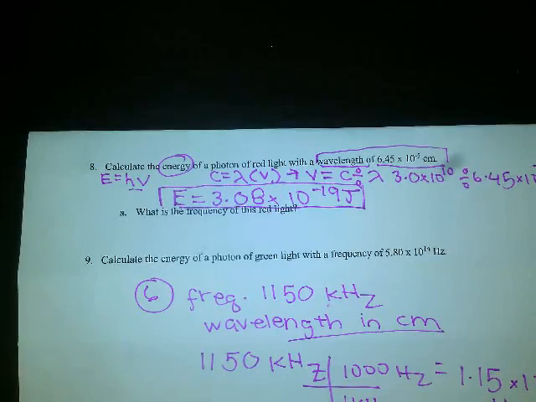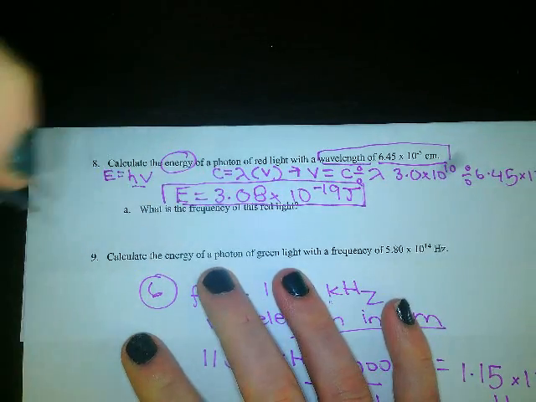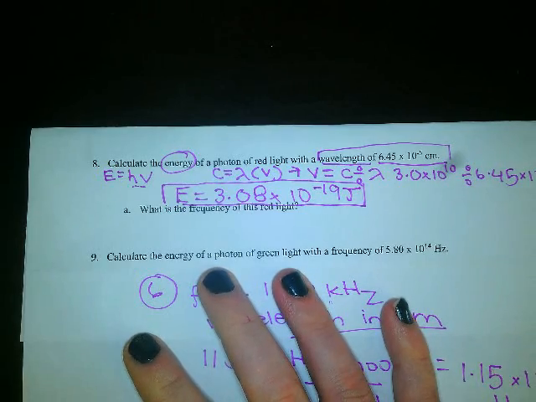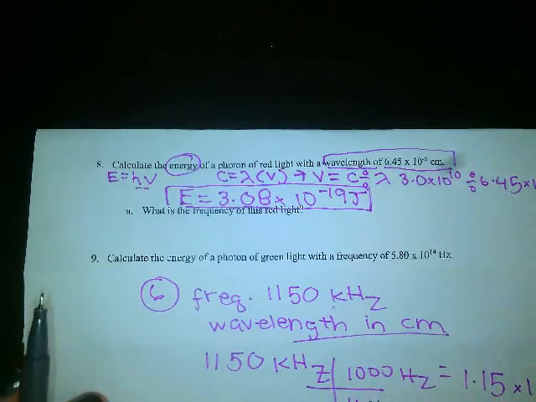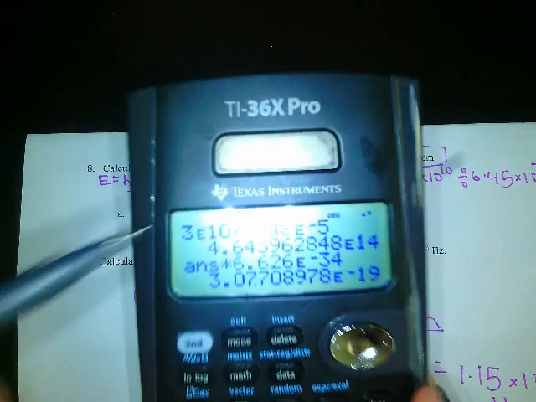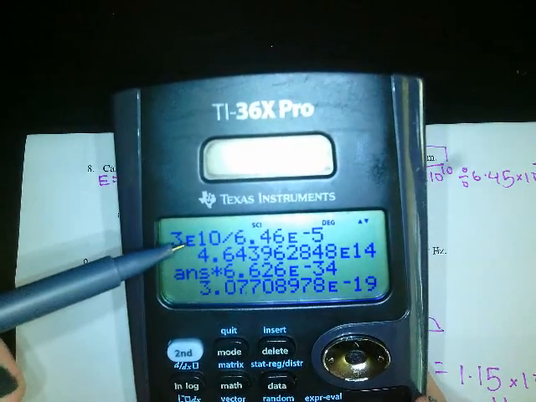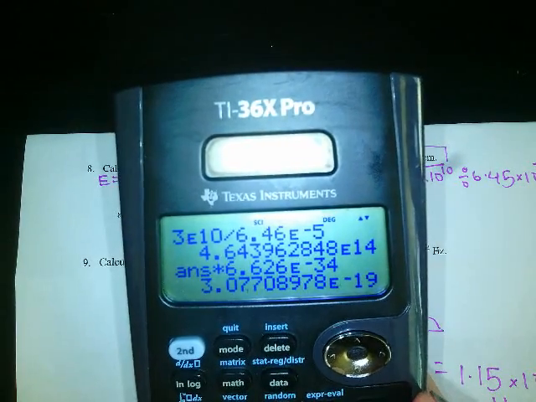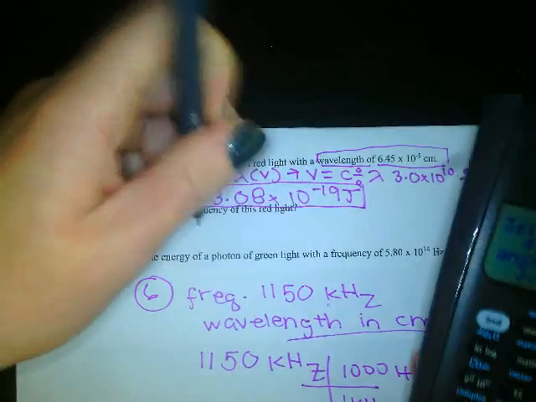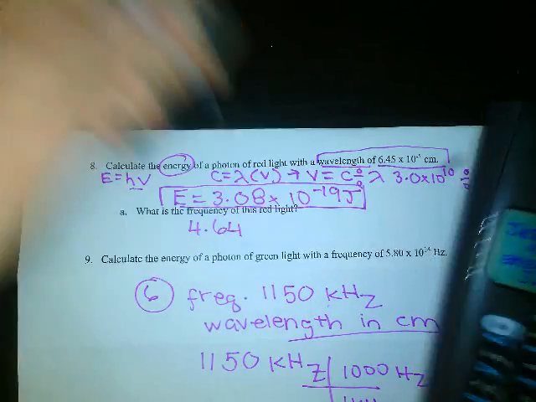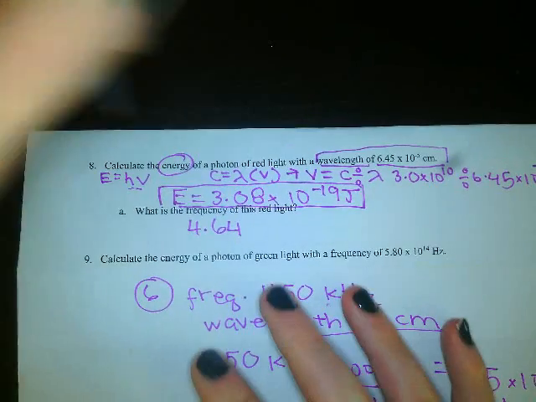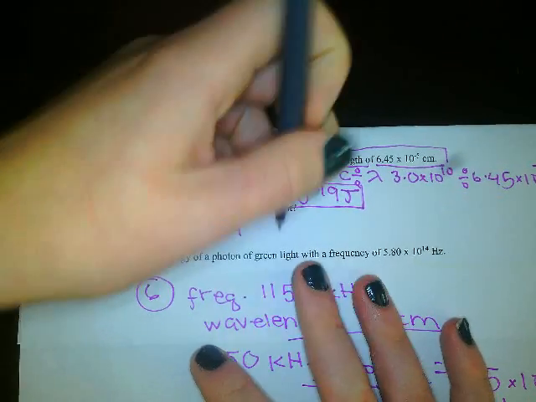And what is the frequency? The frequency is this number. So we already figured that out. We figured out the frequency. It's this one right there. It is 4.64. There we go.